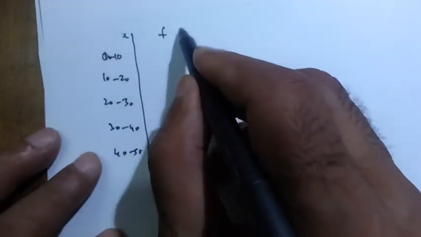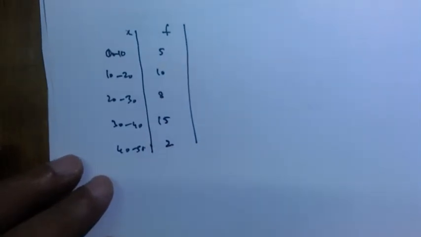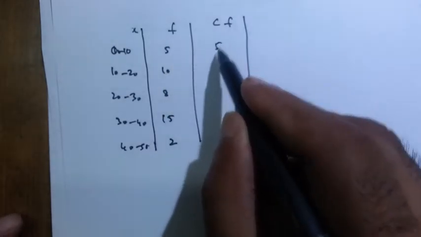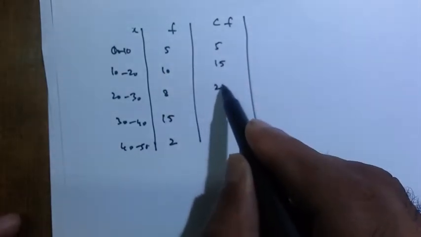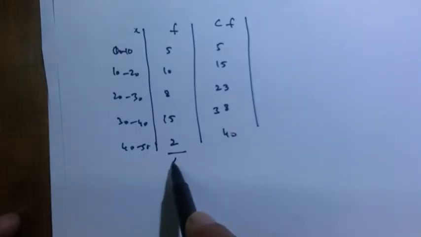Here we take another example to justify that part. The frequencies are 5, 10, 8, 15, and 2. Suppose we have got this question. I'll find the cumulative frequency. Now this is 5, this is 15, this is 23, this is 38, and 40. The number in this question is 40.